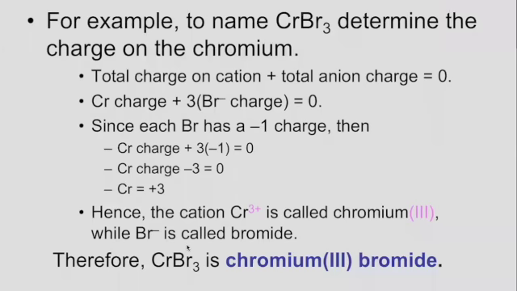Here we have another example, same idea. Set this equal to 0 and solve for X. So you're going to have 1X plus 3 times minus 1 equals 0. When you solve for X, it's going to be 3. The proper name of this compound, since chromium is a transition metal, you know that you're going to have to put the charge. So it's going to be chromium 3 bromide.